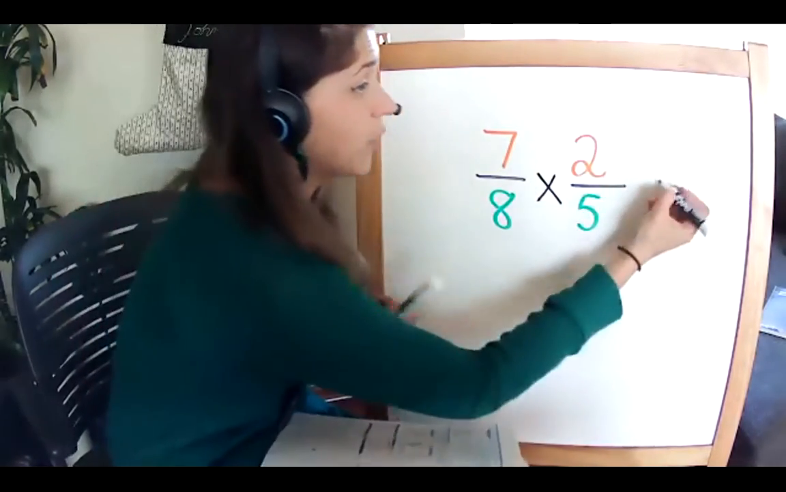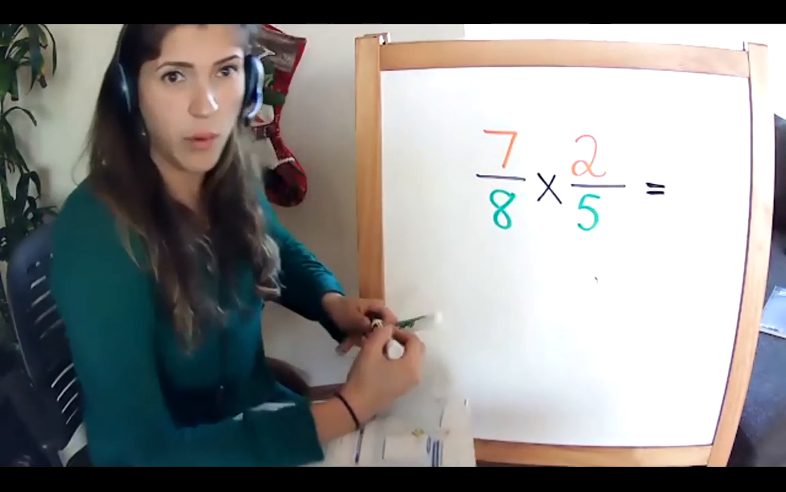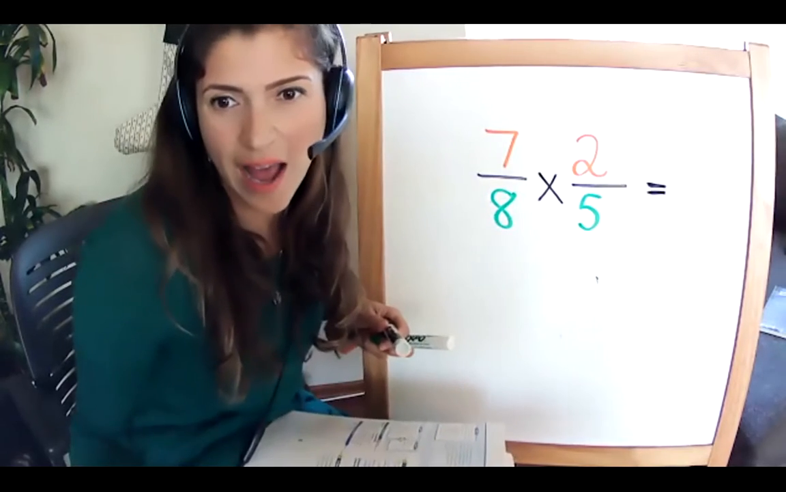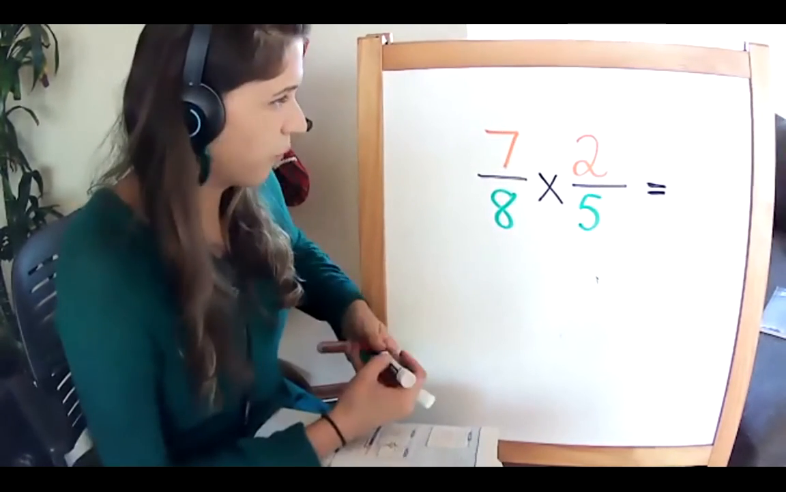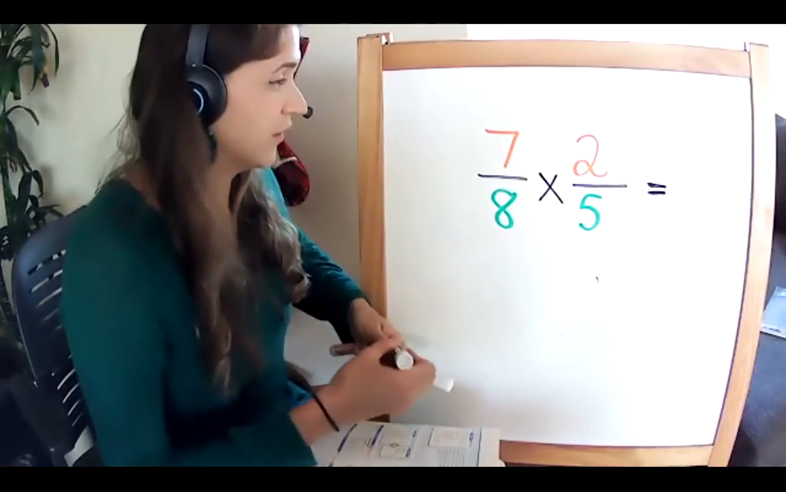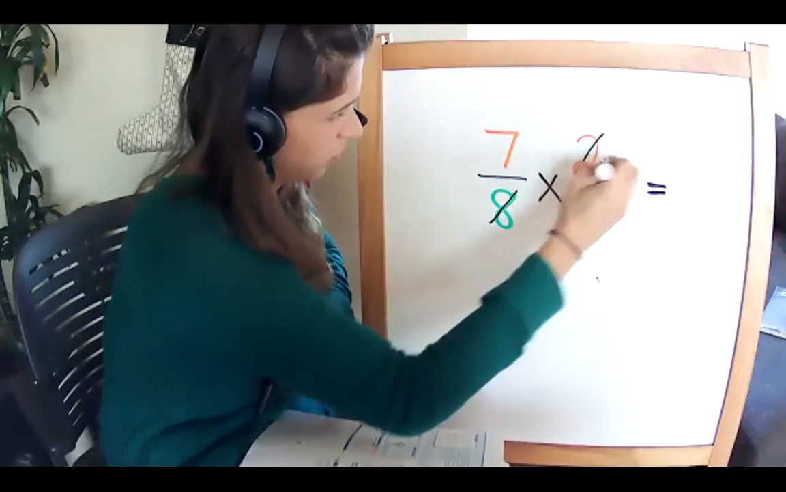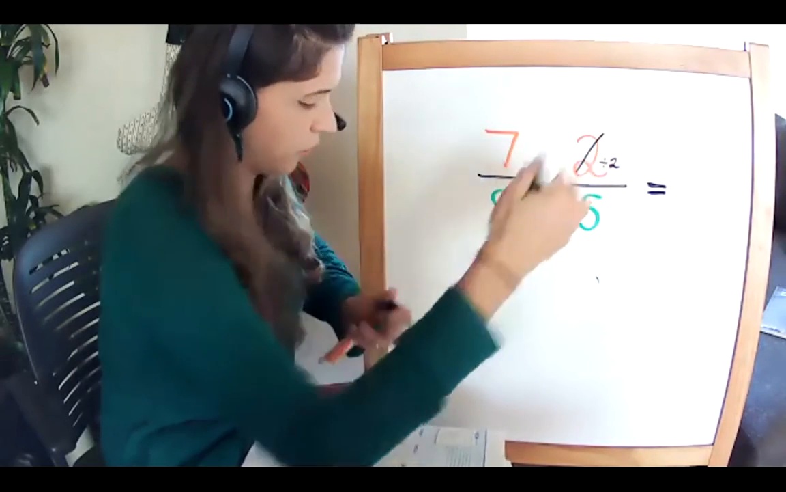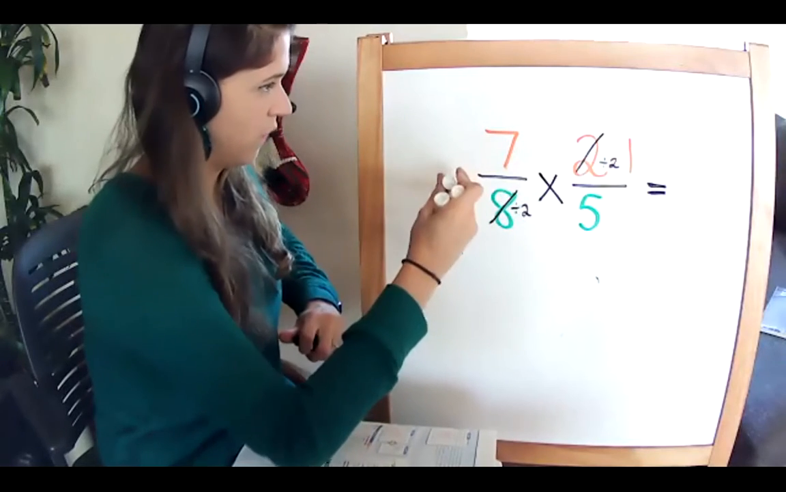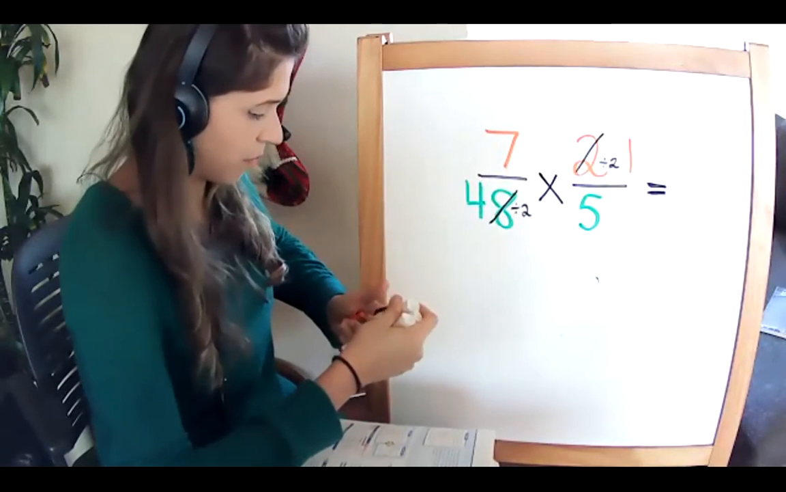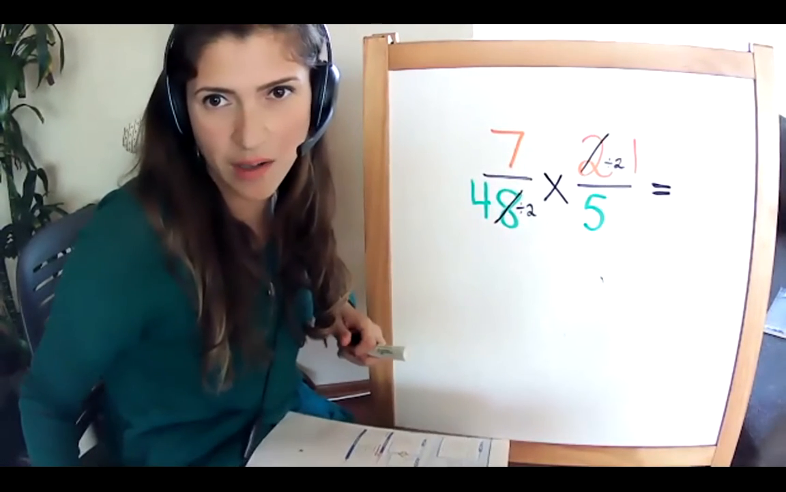Does anybody see anywhere we can simplify inside the problem? Any numerator and any denominator? Which two? I'm looking for a hand in the crowd. Kai, which two? Okay. 2 and 8, and they can be divided by 2. 2 and 8 divide by 2. For 2 you get 1, and for 8 you get 4. Good job, Kai. Are there any other numbers that can be simplified?